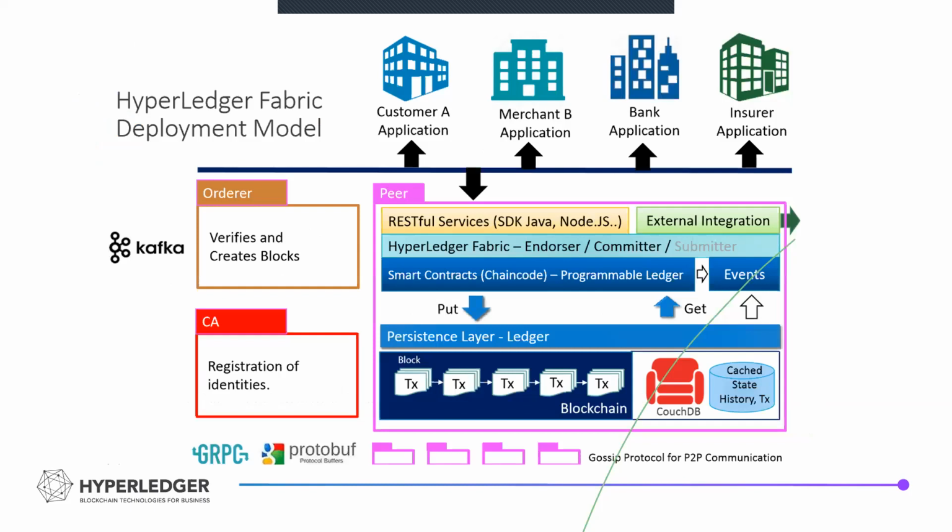So this is the basic deployment model. If I'm talking about a use case, it could be any XYZ use case. There's one orderer, there's a certificate authority, there are peers, there are REST APIs. If you want some sort of external integration, like IoT devices, Arduino, or loopback, or any of the Watson services, you can integrate with that.